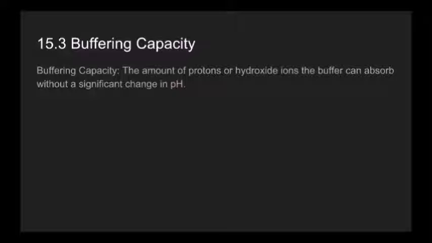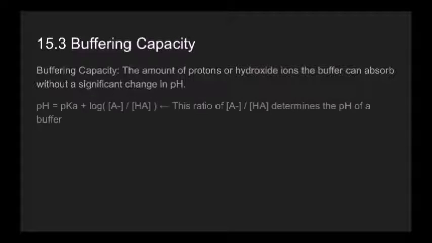First off, we're going to start off with the definition of buffering capacity. Buffering capacity is the amount of protons or hydroxide ions the buffer can absorb without a significant change in pH. The formula for this is pH equals pKa plus log of A minus over HA, the ratio of A minus and HA, which determines the pH of the buffer. This is known as the Henderson-Hasselbalch equation, and usually buffers rely on a weak acid and its conjugate base, or vice versa, a weak base and its conjugate acid.